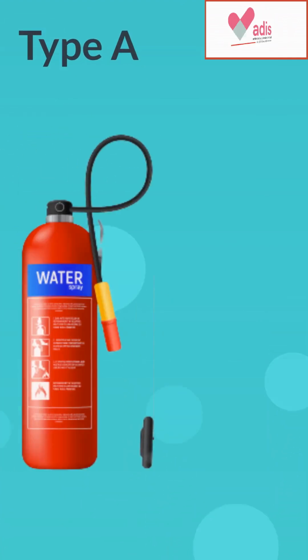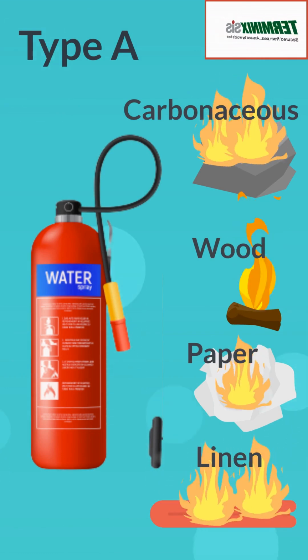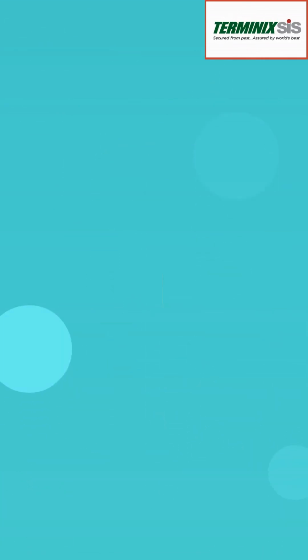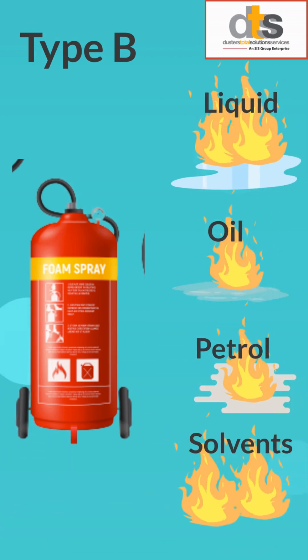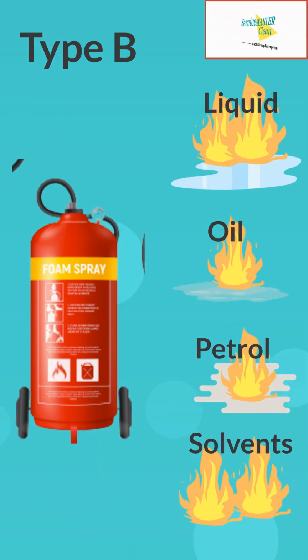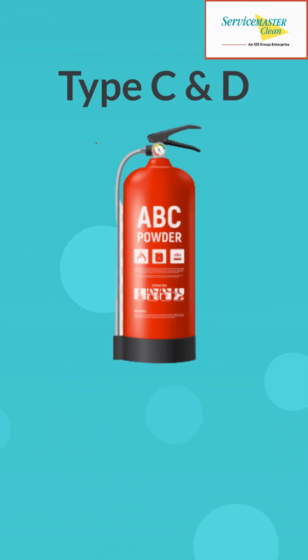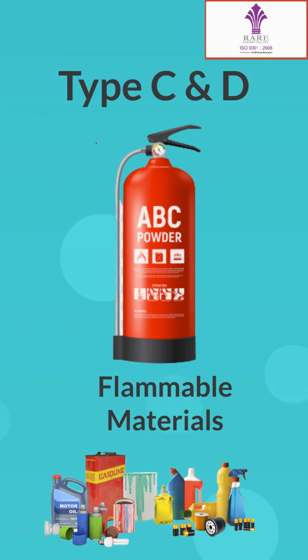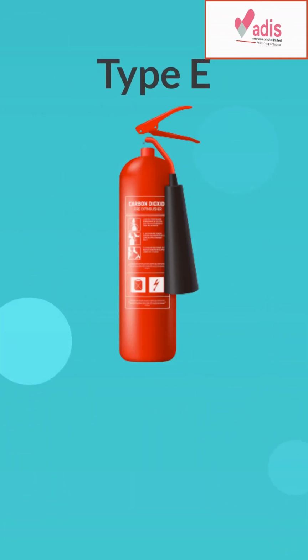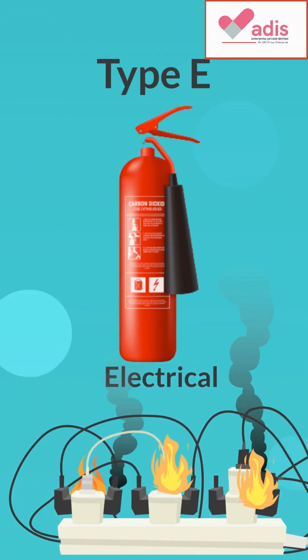Type A is a water extinguisher. It is used for wood, paper, linen, and so on. Type B is a foam extinguisher. This is used for liquid, oil, petrol, solvents, and so on. Type C and D are dry powder extinguishers. They are used for flammable materials. And Type E are carbon dioxide extinguishers, which are used for electricals.